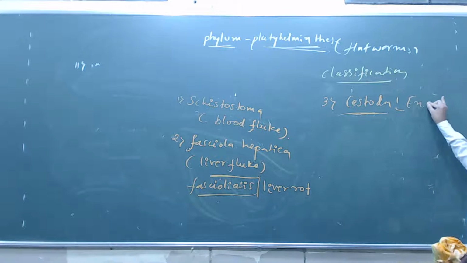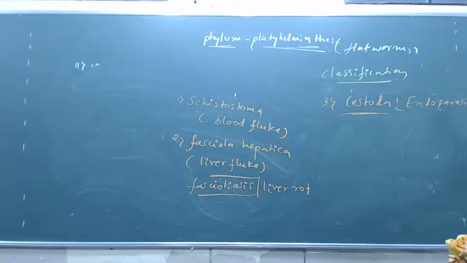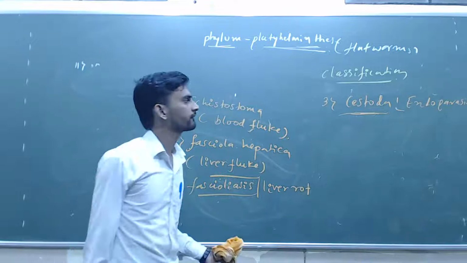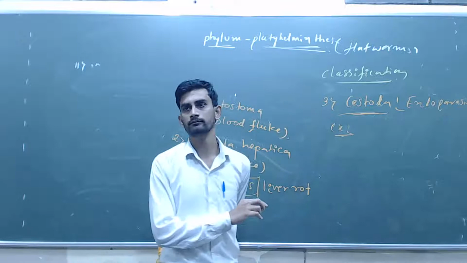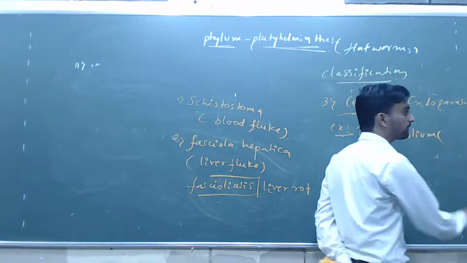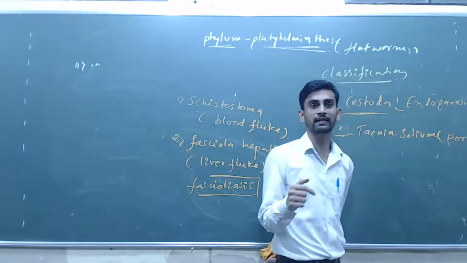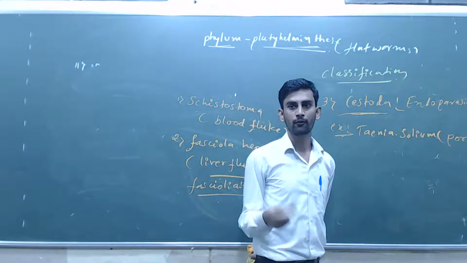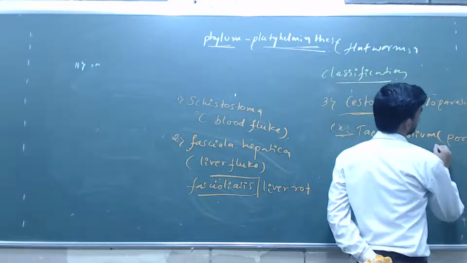No choice. Endoparasites. Endoparasite means specially living within the host body. One best example for this class of animals is Taenia solium, T-A-E-N-I-A. Taenia solium. It is commonly associated with pork. You heard that word pork? You people are very familiar with pork. So we call it the pork tapeworm.